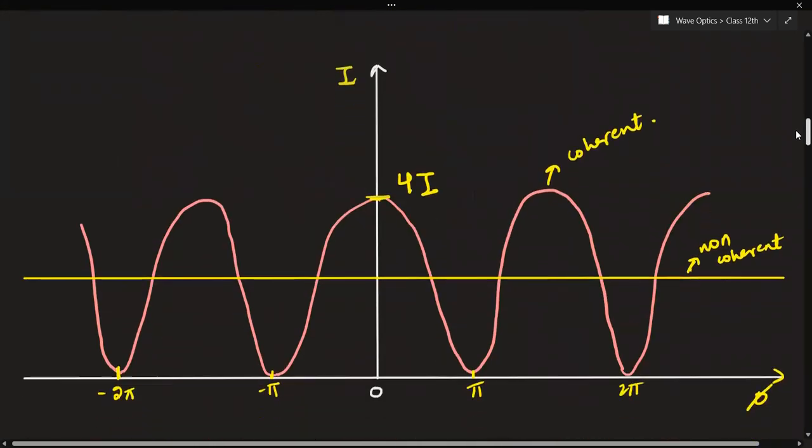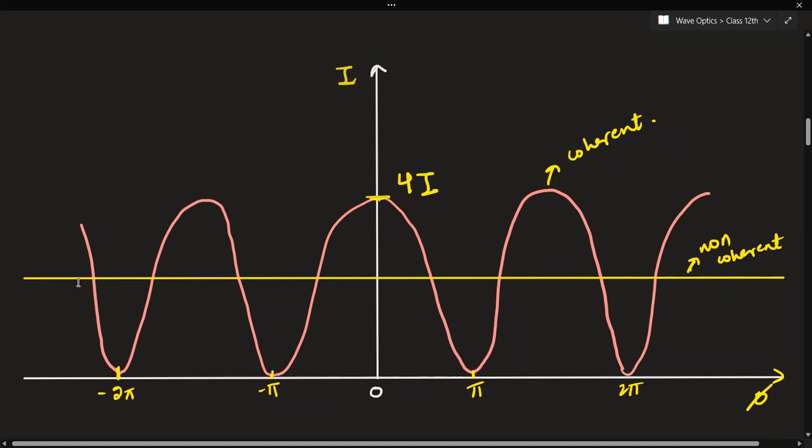See the graph. This pink line, for all the different values of angle, pi, 2 pi, different phase differences: maximum 4I for bright, then 0 for dark. Maximum again 4I for bright, then 0 for dark. This will keep on moving for coherent sources. Whereas if you plot the graph for non-coherent sources, intensity versus phase difference, it is independent.